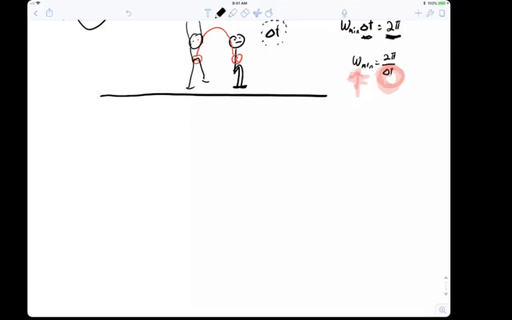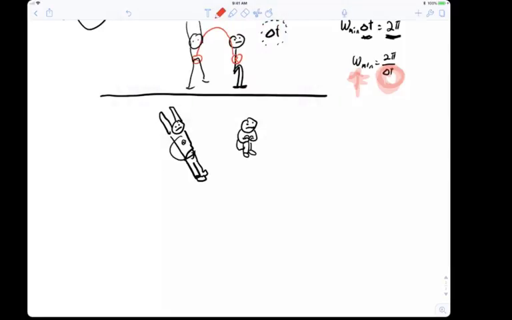So one of these positions looks like this, where you're doing a backflip and you're looking like this. And you're rotating around the center in that position. And the other possibility is when you're tucked. So here's a person tucked. That means that they pulled their knees up to them and they're little.